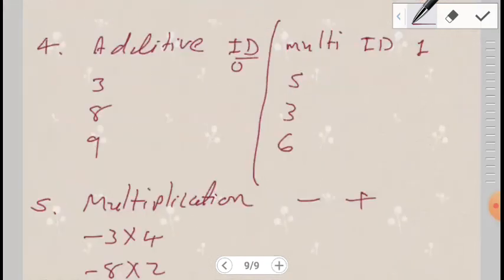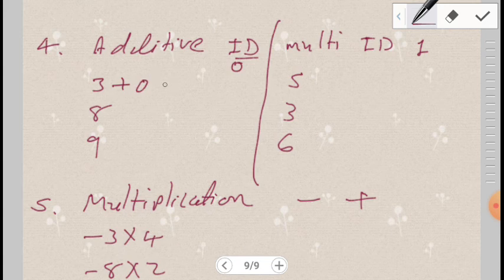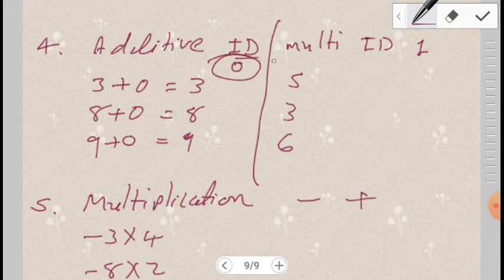Another property is the additive identity of 0, or we can say just additive identity. Additive identity means that if I add 0 to any number, there is no change in its value, so it stays 3. Here also if I add 0, there is no change in its value. Here also if I add 0, there is no change in its value. So this is called the additive identity, or additive identity of 0.